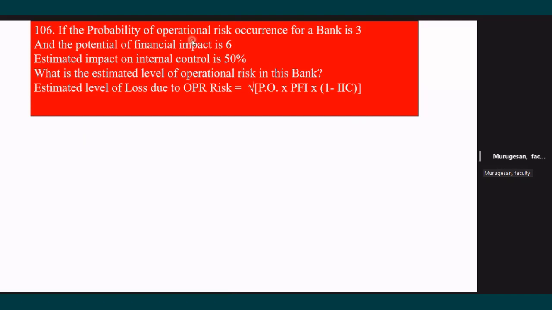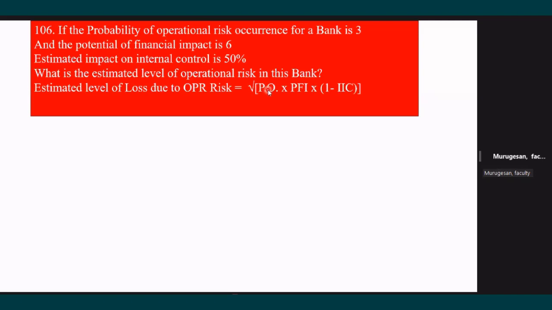If the probability of operational risk occurrence, that is, the fraud may take place or may not take place. Probability means likelihood, maybe 3 times, just 3 they will tell, no percentage. It's a simple question, but you can do it provided you remember the formula. This is called probability of occurrence, abbreviated PO.